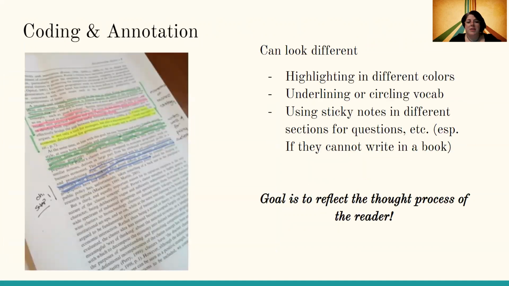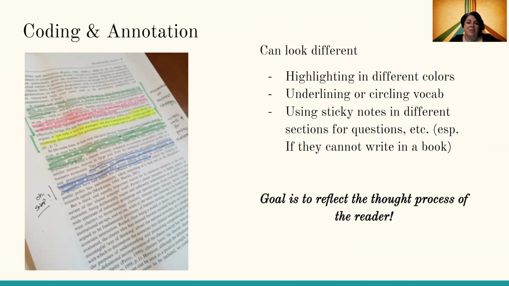So coding and annotation can look very different depending on what works best for an individual. So highlighting in different colors sometimes is really helpful. So to talk about, like, is this vocabulary? Is this something I have a question about? Is this something I understand pretty well? This picture made me laugh because it says, oh, snap on the side. So maybe that was something that was unexpected that a student read about.